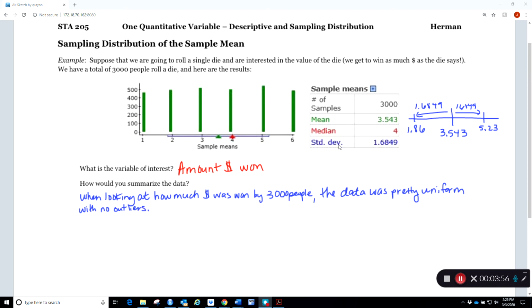Moving on to our center. So I can say the mean amount won. So that was $3.54, rounded to 2 decimals. And with the median, we can say half or 50%, same thing, of people won $4 or more.